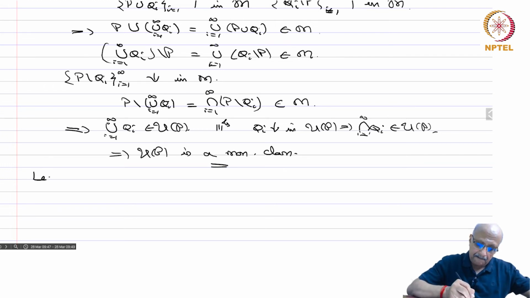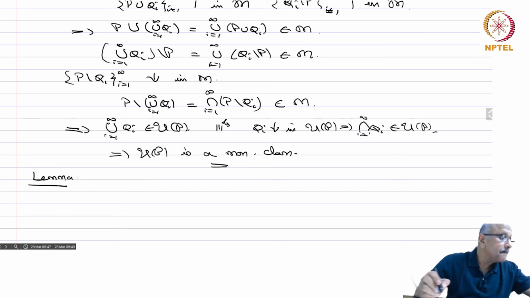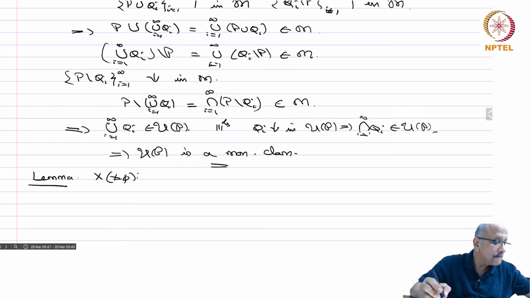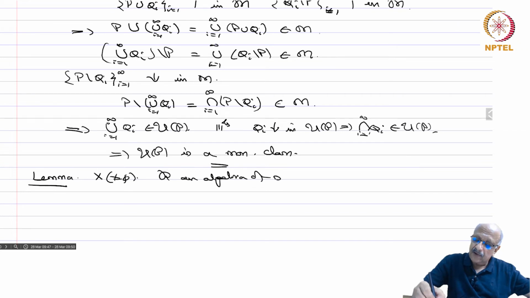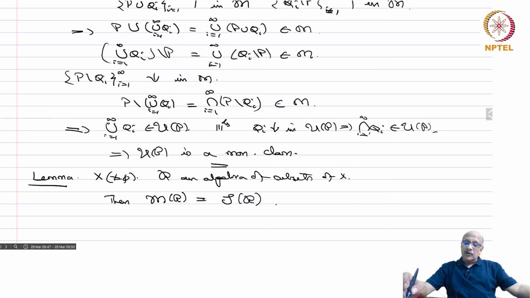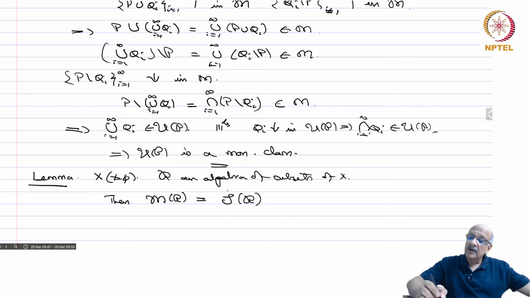Next lemma. This is an important one. So this says if X is a non-empty set and R an algebra of subsets of X, then M of R, this is nothing but the smallest monotone class containing R, is equal to S of R, the smallest sigma ring containing R. So the monotone class and the sigma ring generated by an algebra are one and the same. They are not two different objects. Okay.